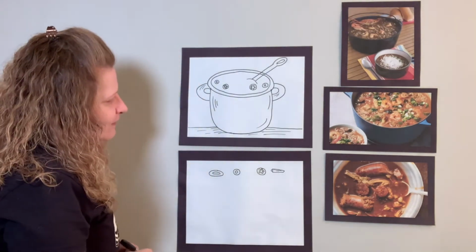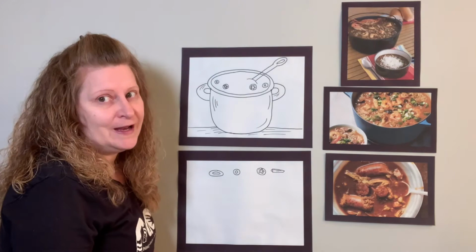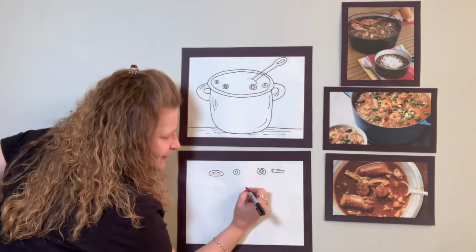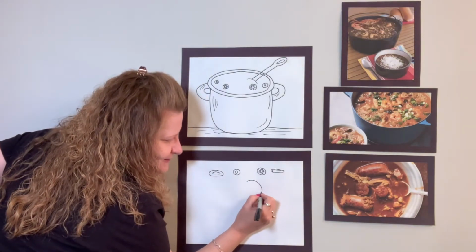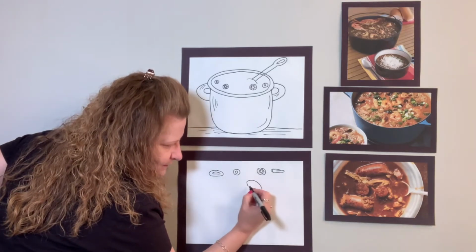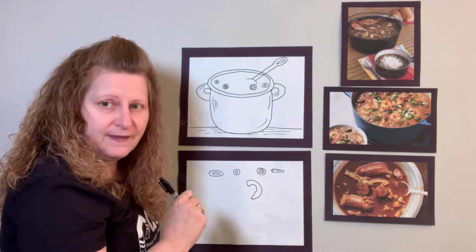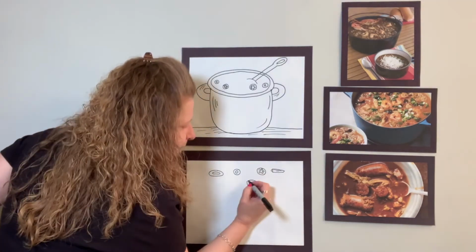So now I have my onions, and I also have my okra. I want to now make something that looks like this. So if I use a curved line and another curved line with a curved line in the middle, what do you think that might be the shape of? Well, let's see.